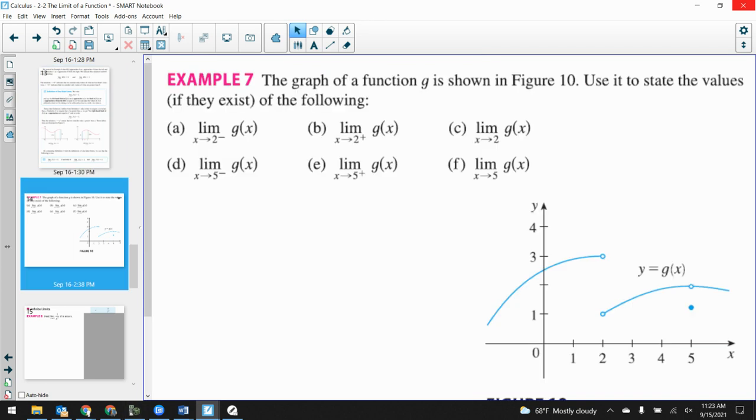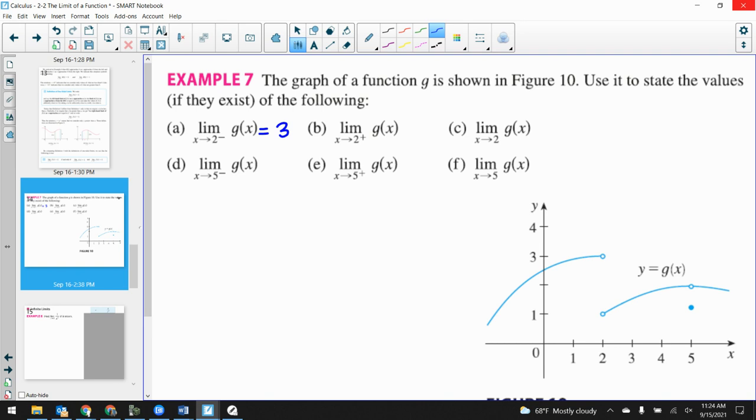The graph of the function g is shown. Use it to state the values if they exist. Okay, what is this notation reading? That notation is reading, I want the limit as x goes to 2 from where? From the left. Good. So I'm going to follow along with my function, and I'm going to say from the left side, what's the limit as it goes to 2? Well, what's the limit as x goes to 2 from the left? 3.